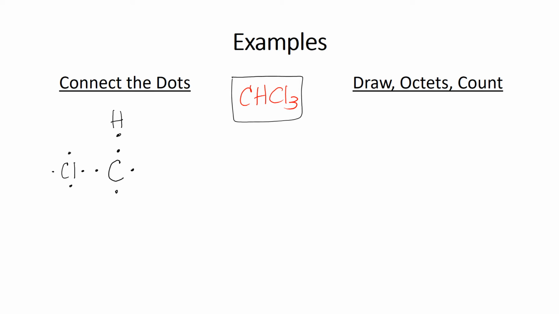1, 2, 3, 4. And notice, let's put the lone pairs on the side that's not facing the carbon. So the chlorine on the bottom, 1, 2, 3, 4. And then we'll pair up the electrons not facing the carbon. Chlorine, 1, 2, 3, 4.